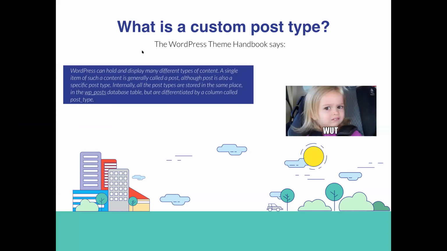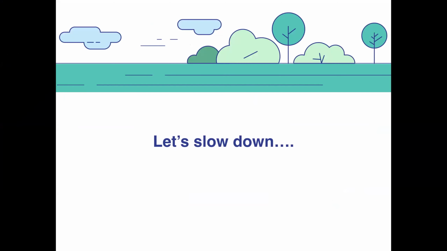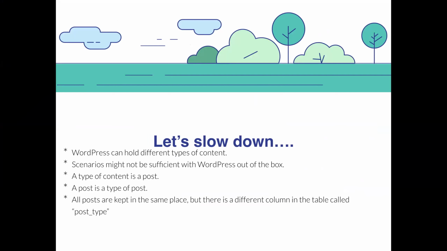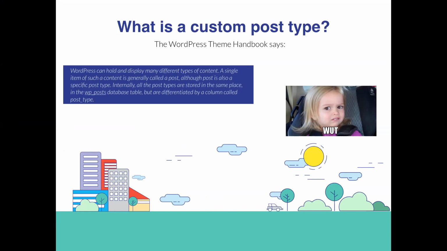So what is a custom post type? When we look at the Codex definition, it says something Wikipedia-ish, like WordPress can hold and display many different types of content, a single type, blah, blah, blah. And you're like, whoa, but what is this? So let's slow down for a bit and talk about this for a second. In the previous explanation, I don't know if you want to read it. Is it visible for everybody? Okay, cool.